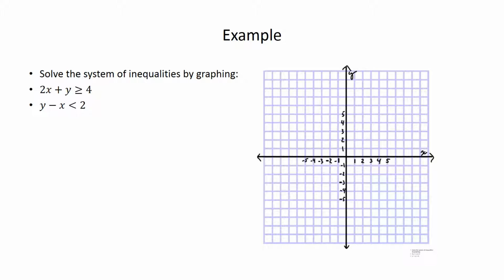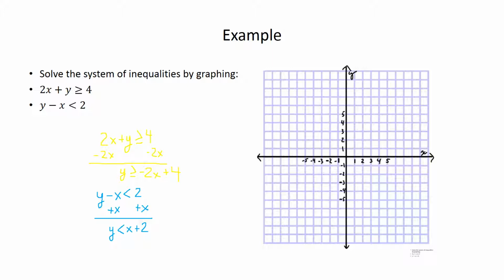Here's an example. Pause the video at this point to give yourself a chance to do the example. So the first thing I need to do is make sure that both of my equations, or my inequalities, are in slope-intercept form. That didn't happen here with the second one or the first one. So the first thing I did in yellow is I did the first one. I got it to be y is greater than or equal to negative 2x plus 4. The second one I did in blue, and I got that to be y is less than x plus 2.